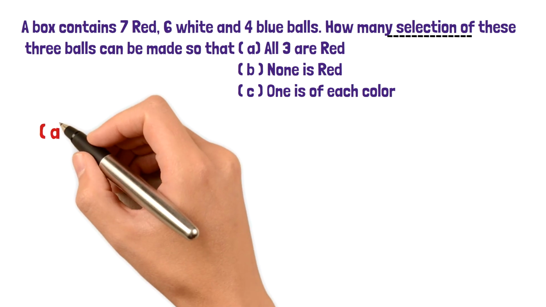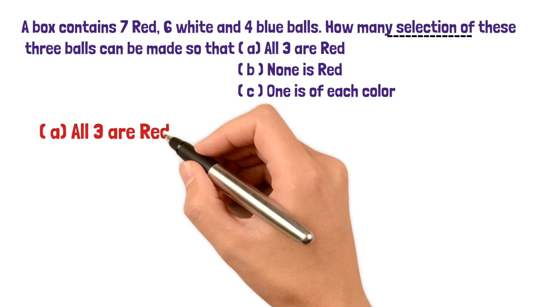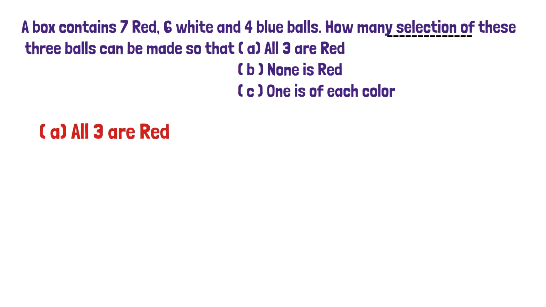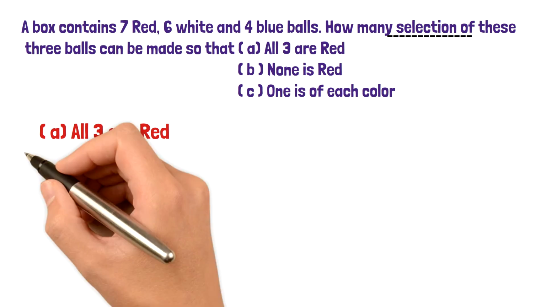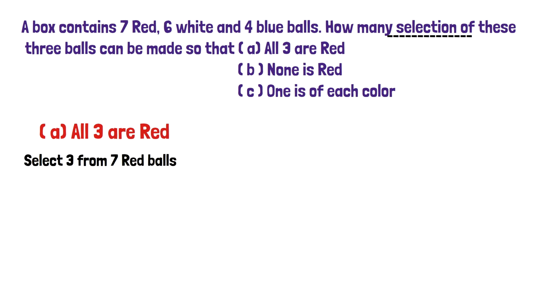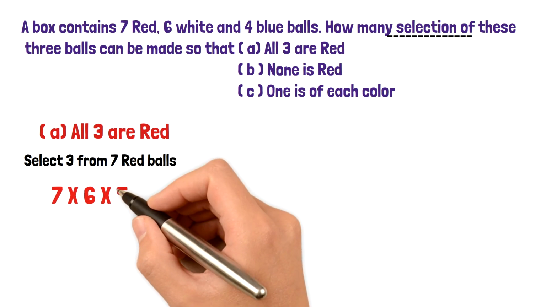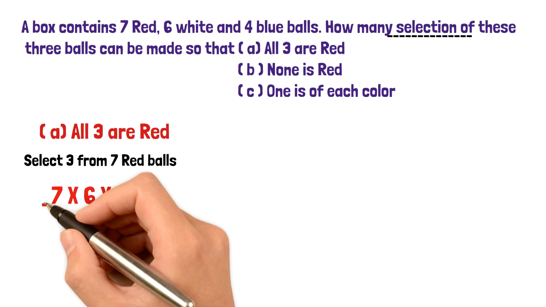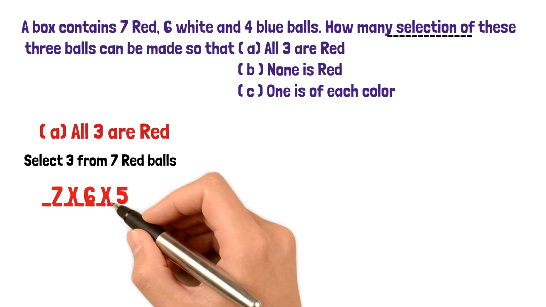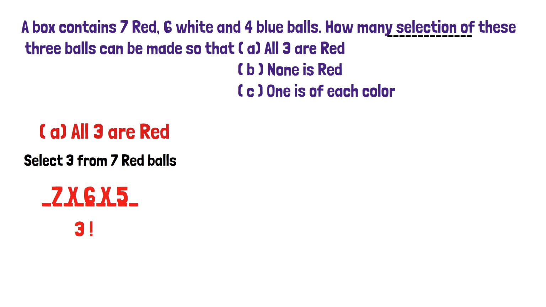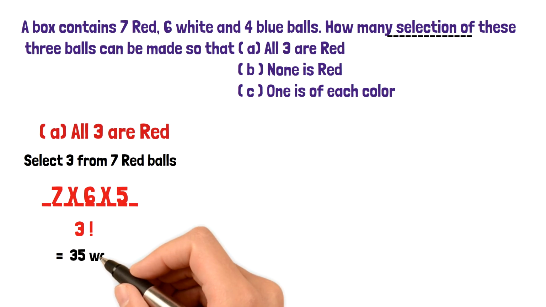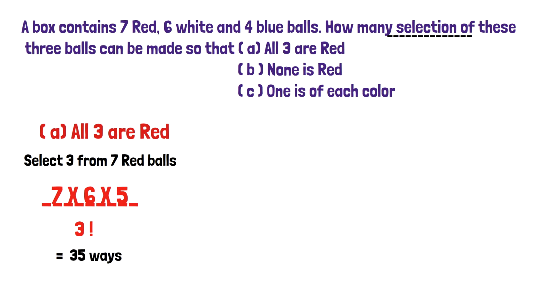Let's solve it one by one. First, all the 3 balls will be red. All the 3 balls will be red if they are taken out of the red balls. So 3 balls need to be selected from 7 red balls. This can be done in 7 times 6 times 5 divided by 3 factorial. As the order of arrangement does not matter, we need to exclude it. That's equal to 35 different ways.